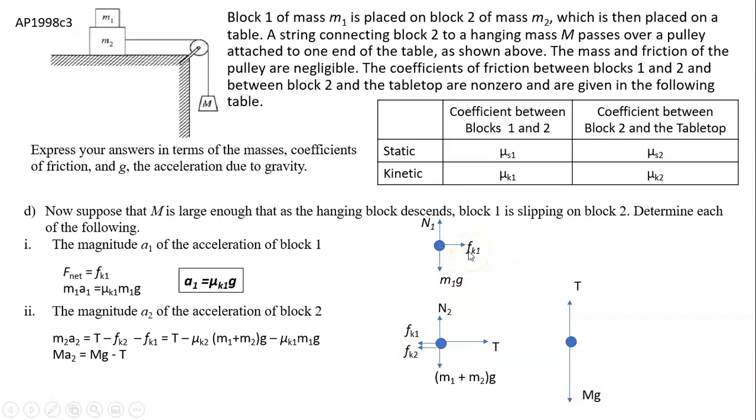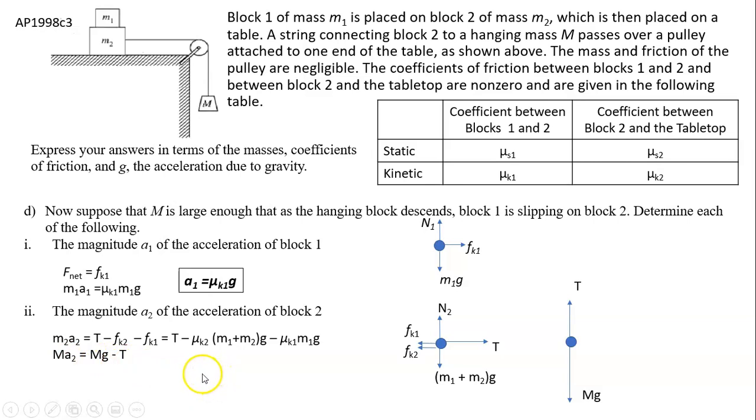Those are action-reaction forces. One acts on M1 to the right, the other force acts on M2 to the left. So the two forces acting on different bodies have the same magnitude and opposite direction, according to Newton's third law. Here is the net force on big M. Big M A2 equals Mg minus T.